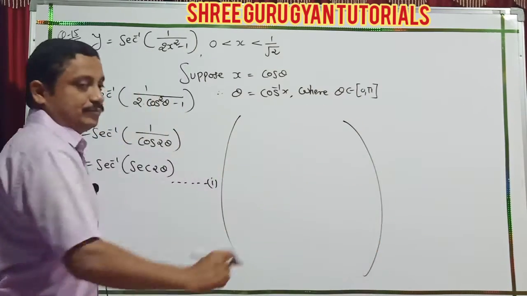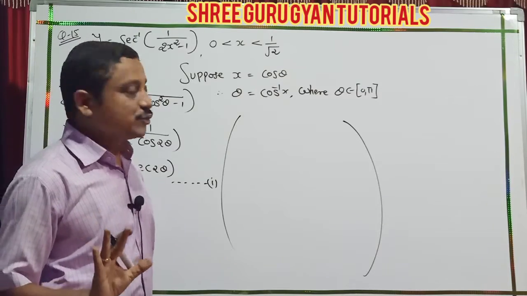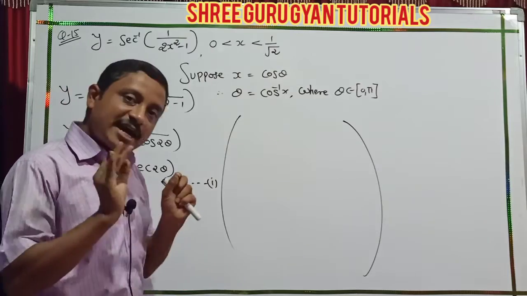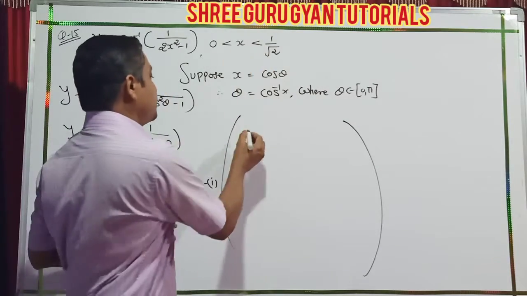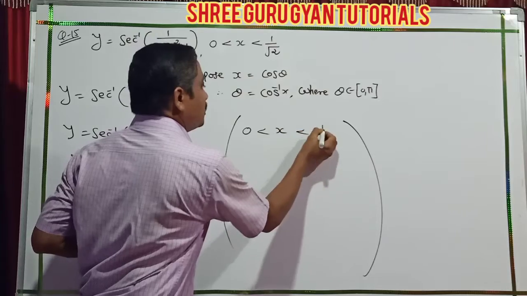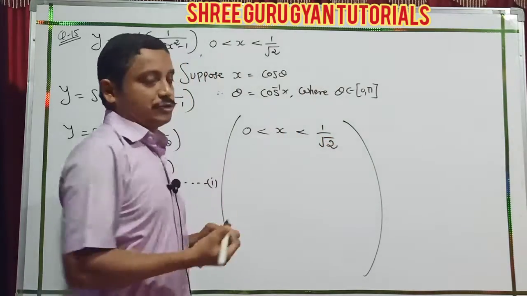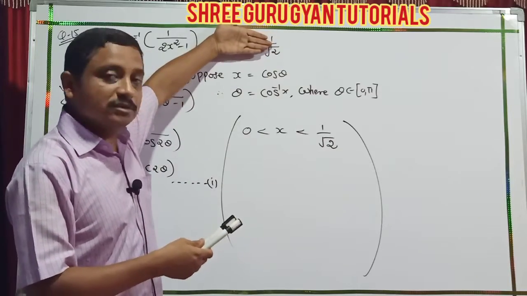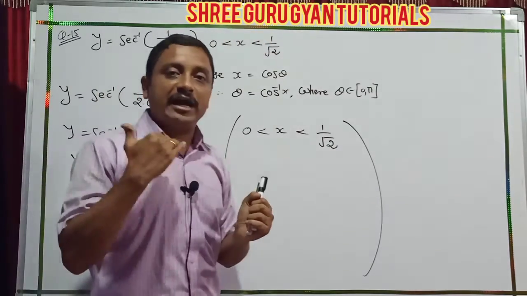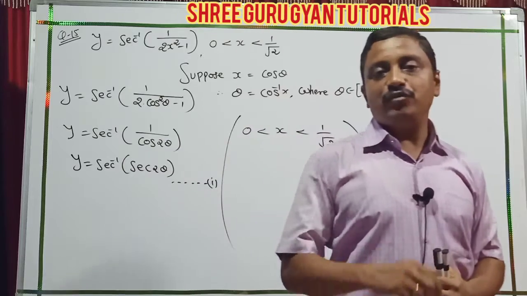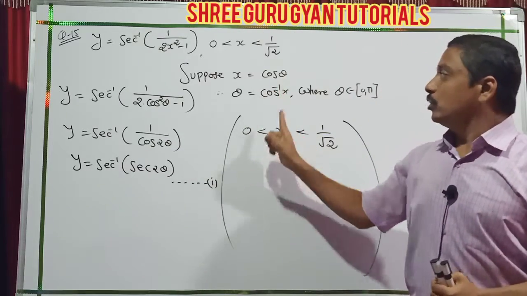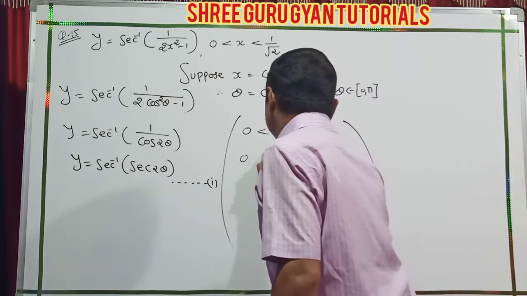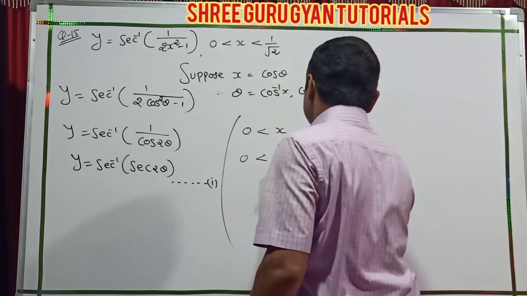Now I go to the condition. Students, compulsorily check that your 2 theta is in the range of the sec inverse function. And what is the condition? 0 less than x less than 1 by root 2. Students, if the condition is not given in the question, you take the direct derivative. But if the condition is given, then go according to the substitution. Okay, so 0 less than x, and what is x? Yes, x is cos theta.